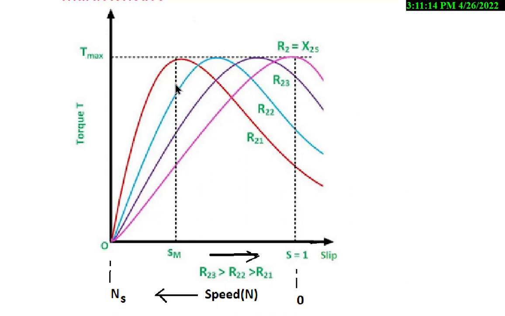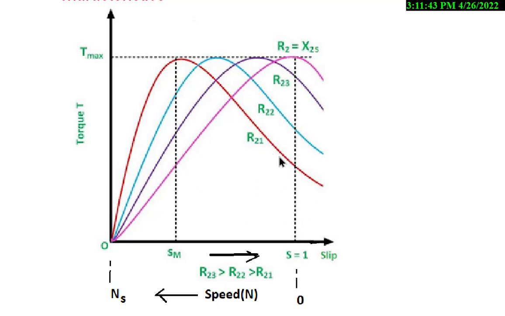So if we observe here, the maximum torque is the same for the given motor. So look at this, here, here, here, everywhere it is the same. But the point at which the maximum torque is occurring is different like this. If you want the high starting torque, we have to use the high resistance in the rotor circuit. That can be observed here.